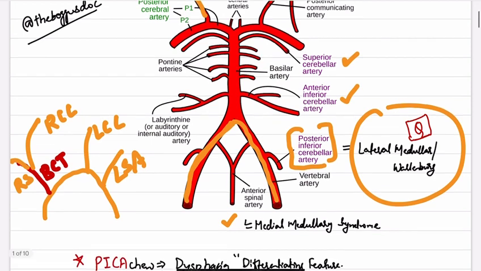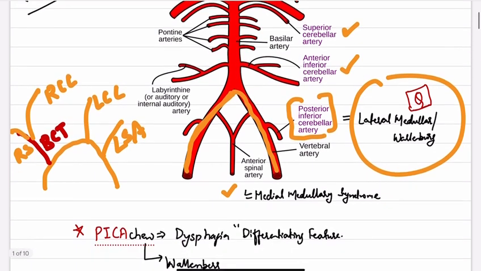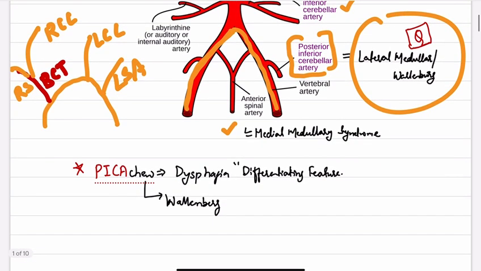After that, you have to remember PICA. You can remember it by this trick: W is the last letter. You can remember Wallenberg syndrome by Pikachu, and dysphagia is the differentiating feature. PICA means dysphagia is the differentiating feature between lateral medullary syndrome and medial medullary syndrome, or you are forgetting something.